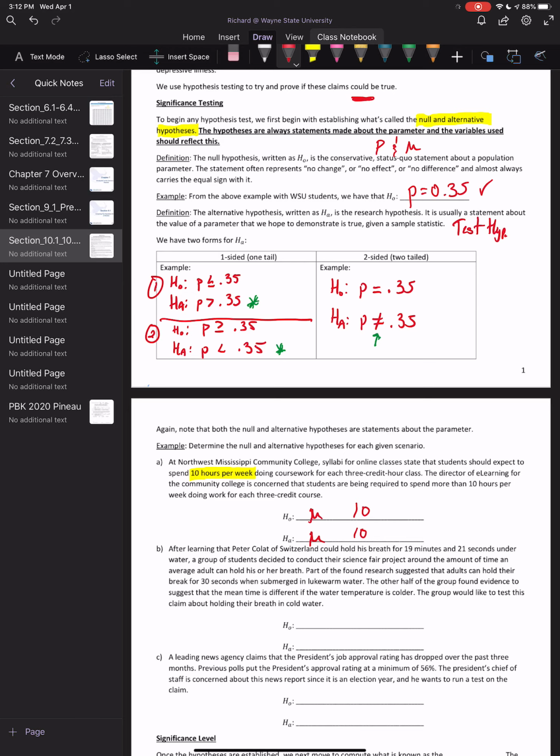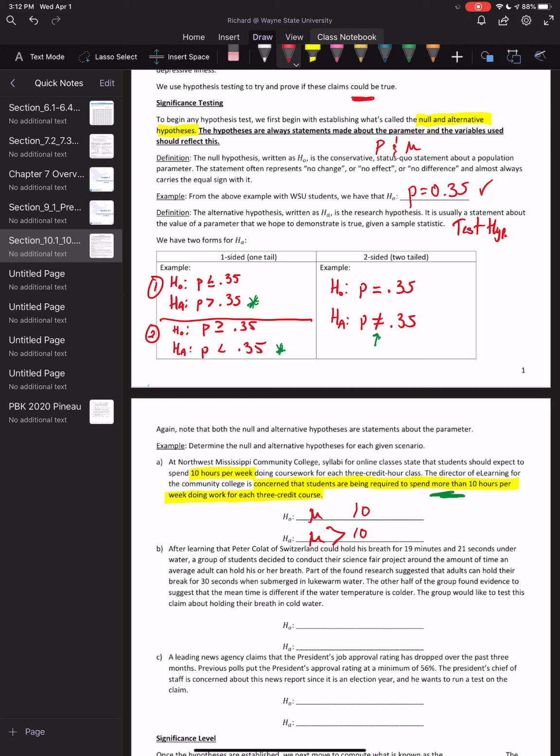Now, how do we know which is which? Well, they told us something. It says the director of e-learning for the college is concerned. What's he concerned about? That students are spending more than 10 hours per week. Did everybody see that here? Okay, they're spending more than 10 hours per week. Since that's what we want to test, that's the alternative.